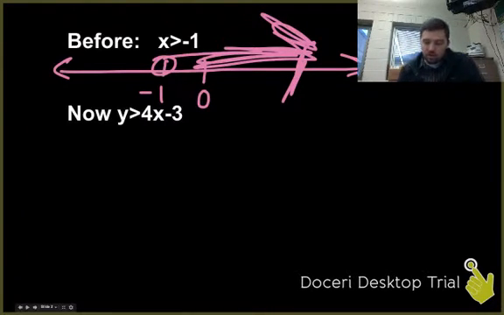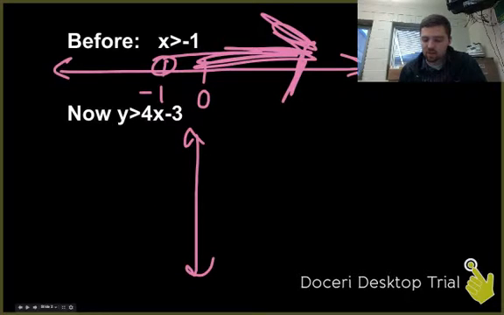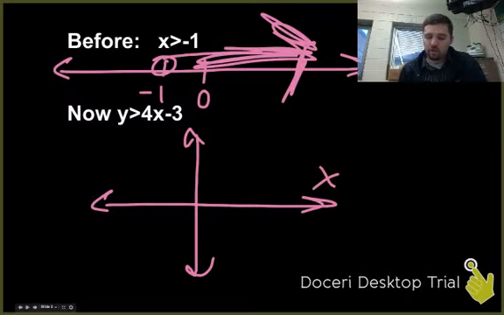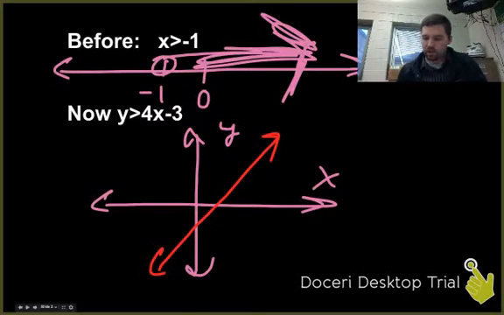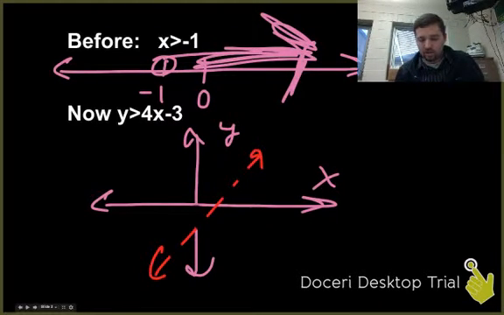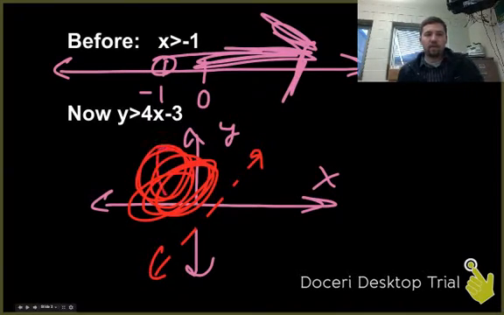Now we've got two variables, so we're going to consider what happens in the xy plane. The graphs will look something like this. There'll be a line, and instead of open or closed holes, we might actually have solid or dashed lines. So it would be a dashed line, and then we would shade a particular side. So we might shade this side of the line. So that's how inequalities in one variable are related to inequalities in two variables.